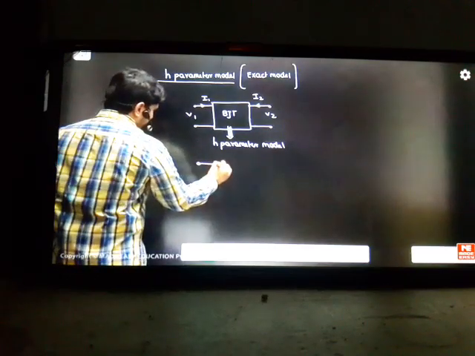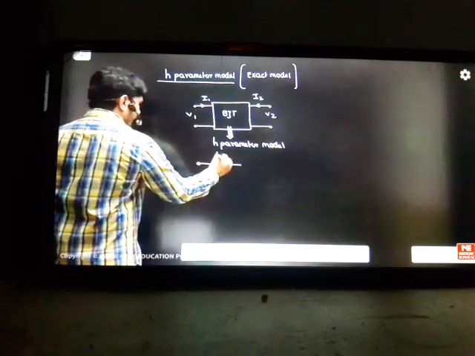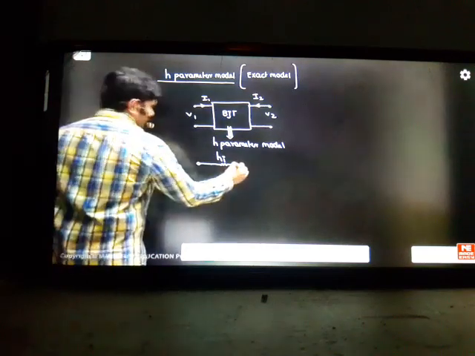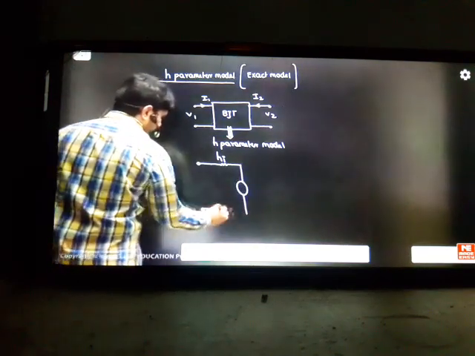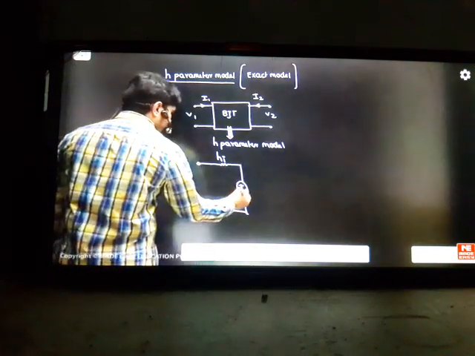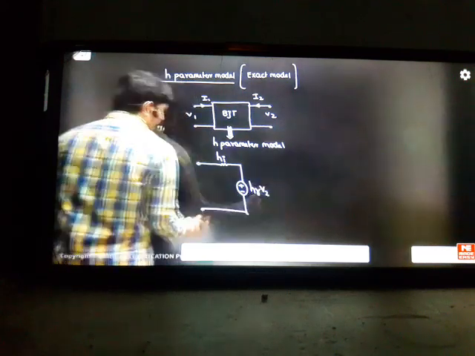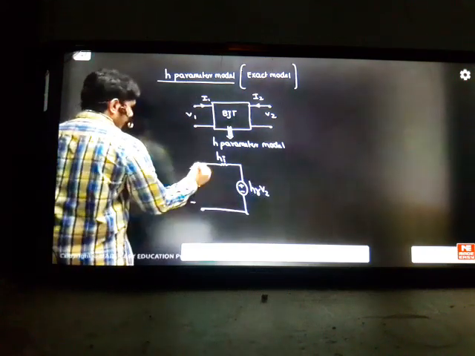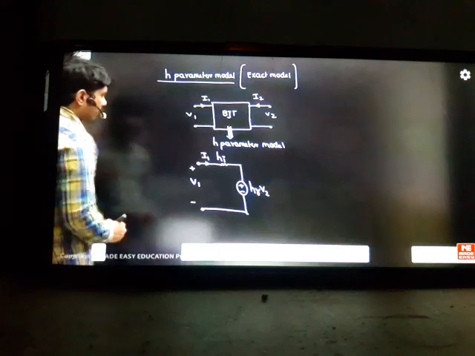First in the box I'll take one letter called HI. I'll define HI in the input model. I'll create here one voltage source. That voltage source we'll write as HR into V2. This is your V1 and this is your current I1. This is called the input modeling of your BJT.